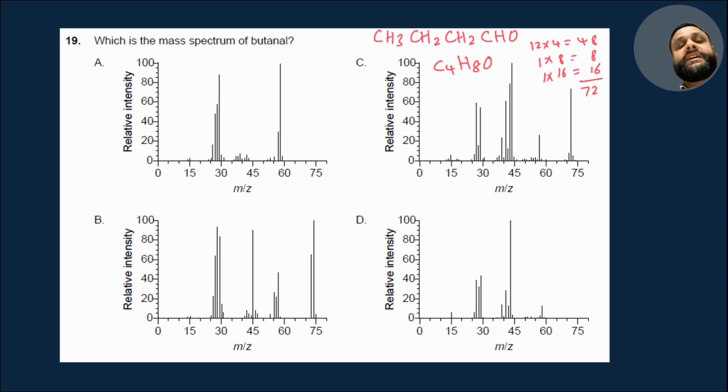If we look at B, there is a peak around 74. Now if we look at C, there is a peak at 72, hence C is the correct answer. There's a tiny peak after 72, but that is the M+1 ion peak. So the correct answer is C.